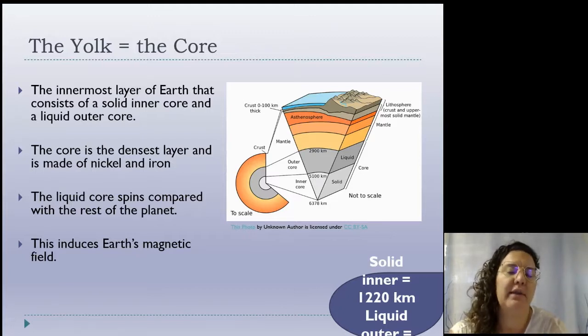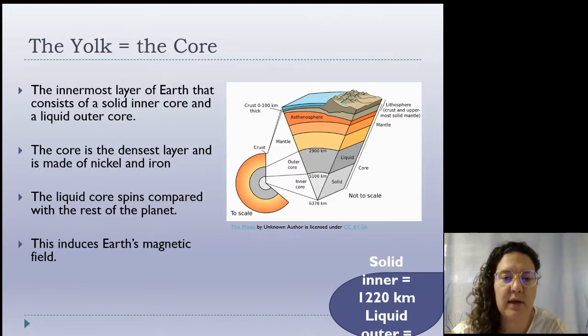So if we're comparing the Earth to an egg, the yolk is the core, the center of the Earth, and there is a solid inner core and a liquid outer core. And the core is the densest layer of the Earth, and it's made up of nickel and iron. And then the liquid core spins compared to the rest of the planet. And that spinning of the liquid core induces the Earth's magnetic field. And we can see it there.